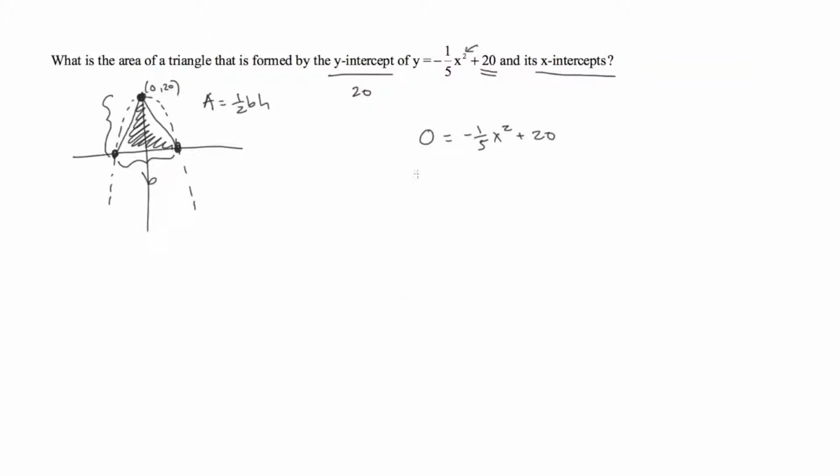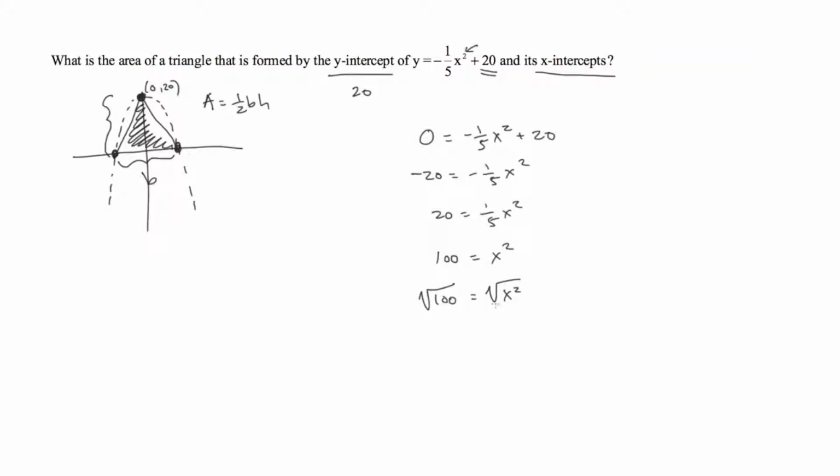for x. So I'm going to subtract 20 on both sides. I'll then get rid of the negatives by dividing both sides by -1. Now multiply both by 5 to get rid of this denominator. And now we'll take the square root of x squared, and on this side take the square root of 100.